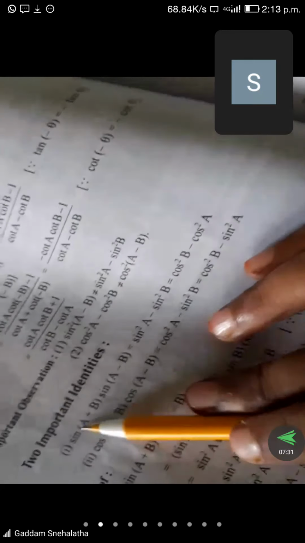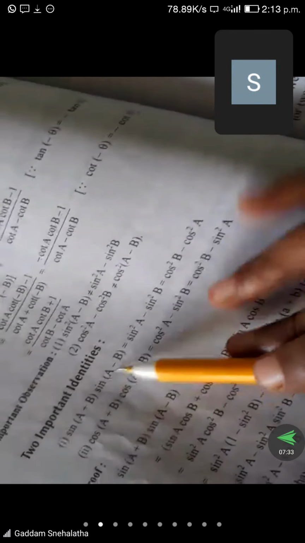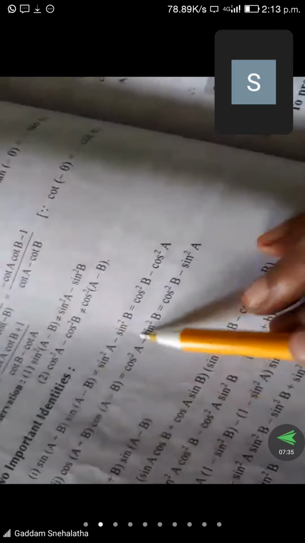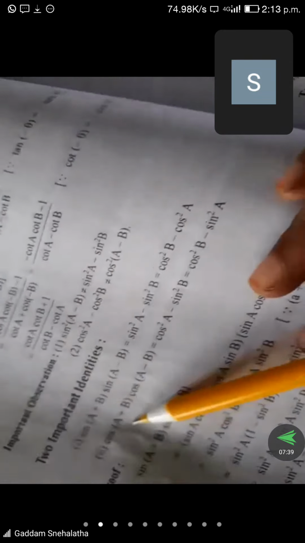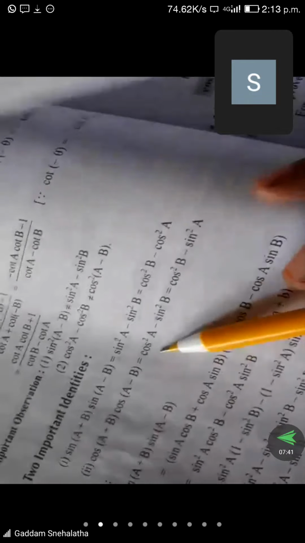So these: sin of A plus B into sin of A minus B is sin square A minus sin square B, or cos square B minus cos square A. So cos of A plus B into cos of A minus B is cos square A minus sin square B, or cos square B minus sin square A. You can use these 2 formulas also. Total 10 formulas.